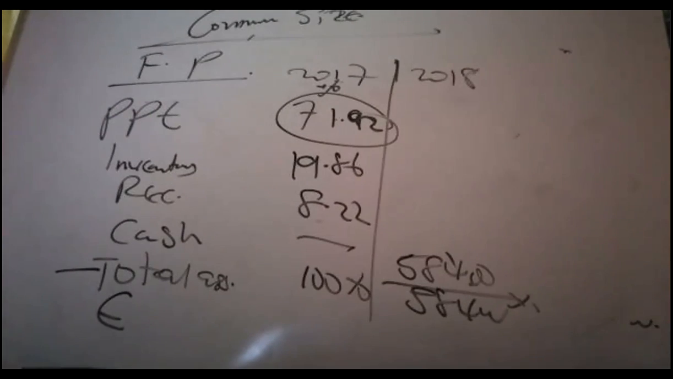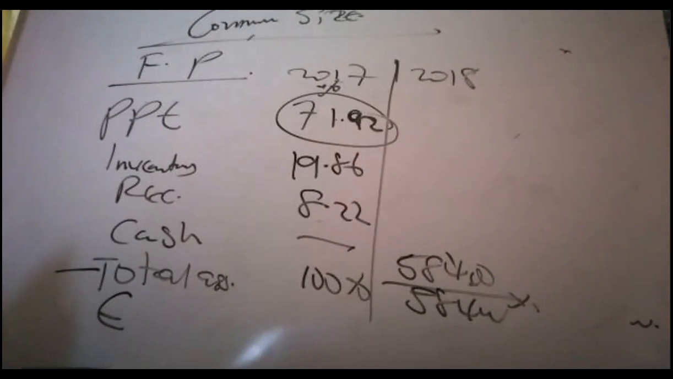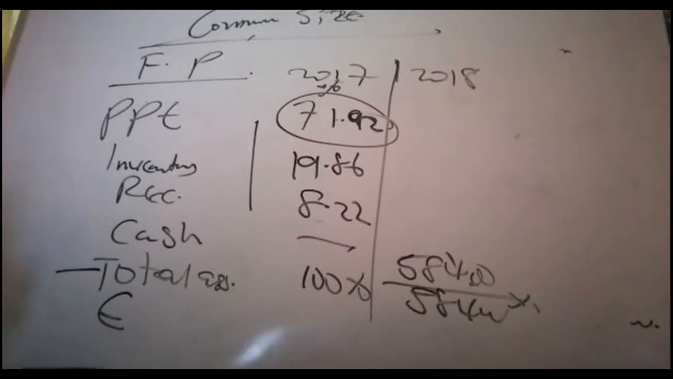So 2017, 71.92% of the total assets represent PPE. 19.86% is for inventory. Then 8.22% receivables. Then you give us the implication. What's the implication? If your non-current assets are more than your current assets, what does it imply? That's all. You're done. So we promise that we start with the P&L first, with the profit and loss.